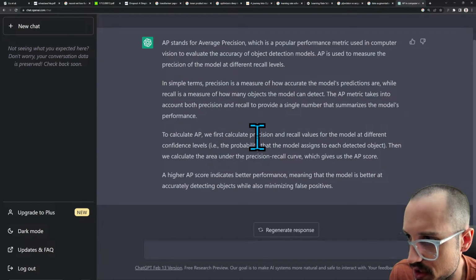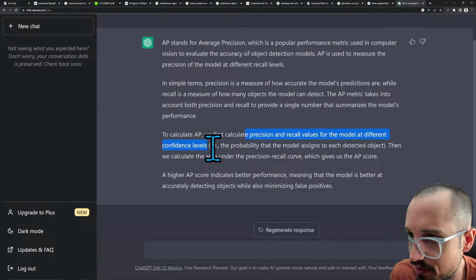To calculate AP, we first calculate precision and recall values for the model at different confidence levels.